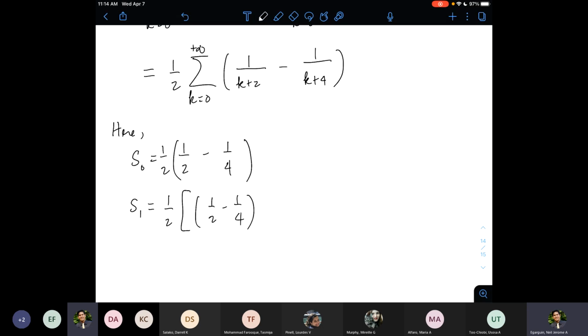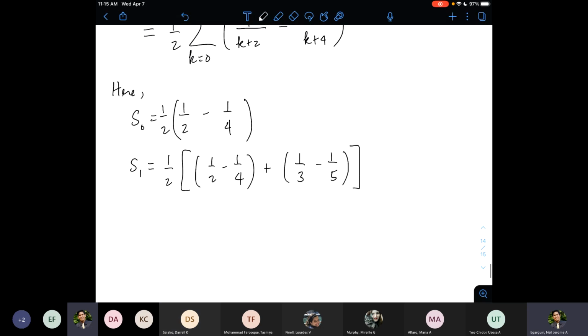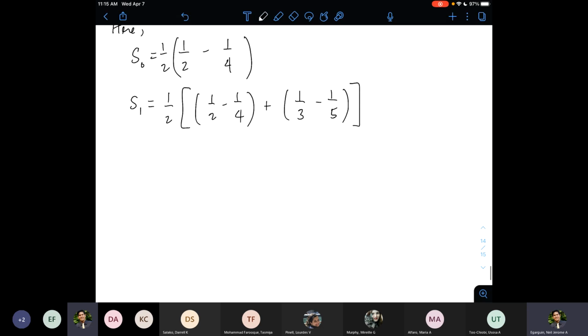And then when k is 1, what do we get? We get 1/3 minus 1/5. Right? That's the second partial sum, the sum of the first two terms in the series. So I think we cannot do anything yet for this. So let's continue on and try to see the pattern. So far, I don't think we can see a pattern. So I'll continue with expansion.